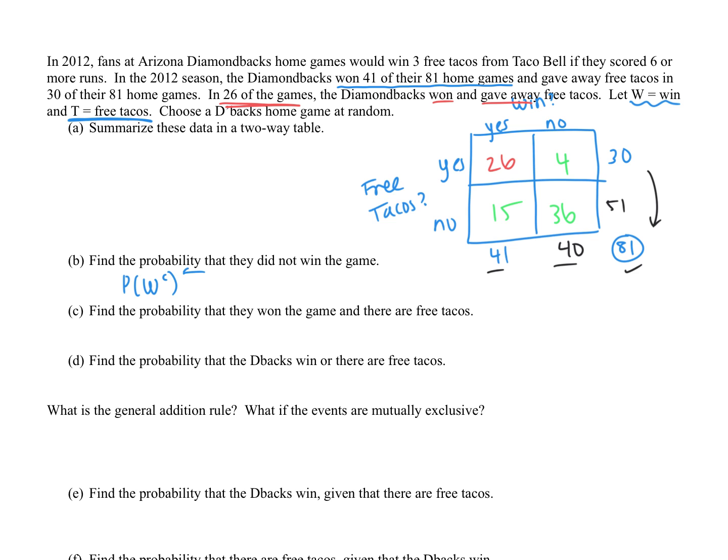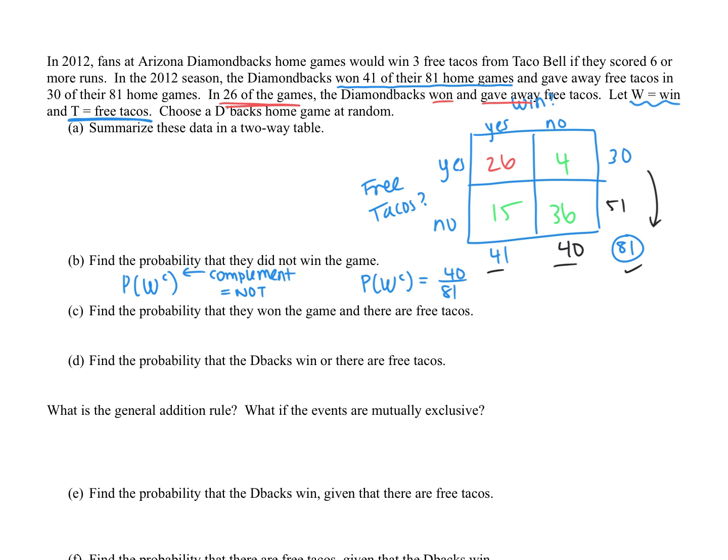Okay, so that little c stands for complement, and that just means not. So the probability that they did not win the game: out of the 81 games, there were 40 that they did not win. I'm just reading the table. Find the probability that they won and there are free tacos.